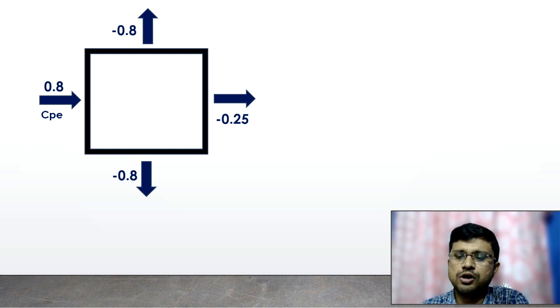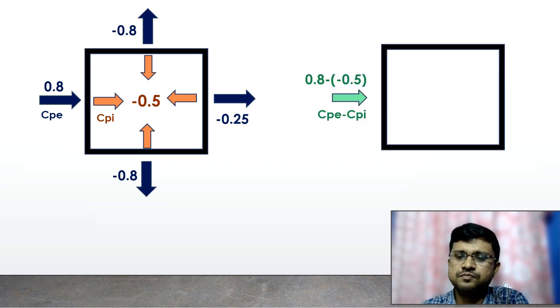Now again, when we are considering the CPI value as minus 0.5, for the windward phase, the CPE minus CPI value will be 0.8 minus minus 0.5. So there are 2 minuses, so it will actually increase the value and it will become 1.3. Again the logic is same. CPE and CPI both are acting in the same direction. Same direction means towards the right. So both these values are actually adding with each other.